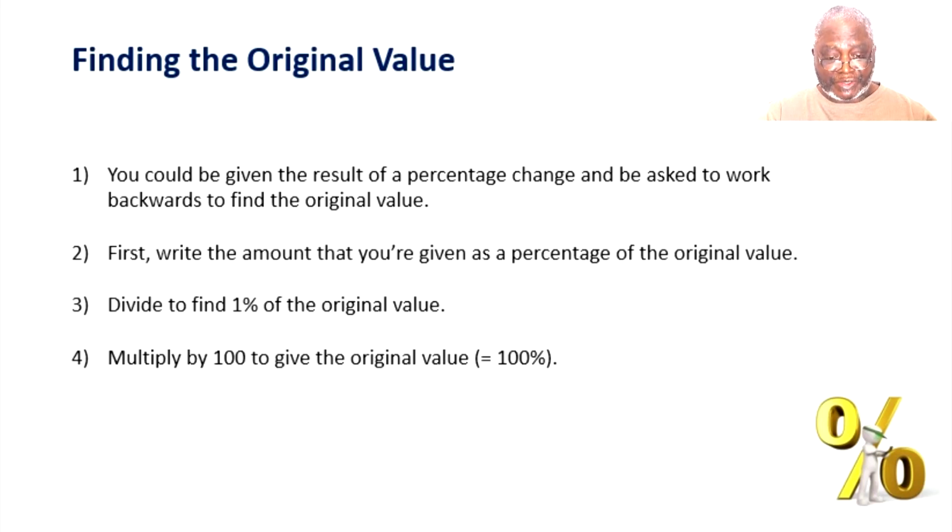Divide to find 1%, and that's the key point. Divide to find 1% of the original value. And then, of course, multiply by 100 to give the original value. Let's look at how we did it.